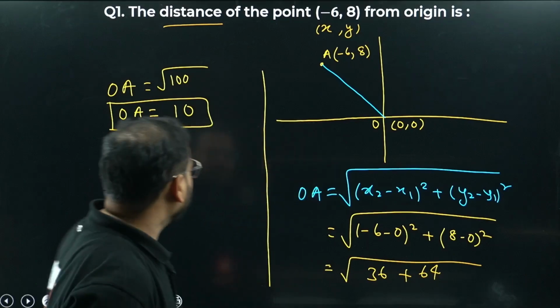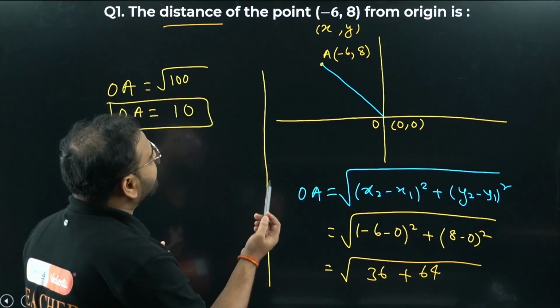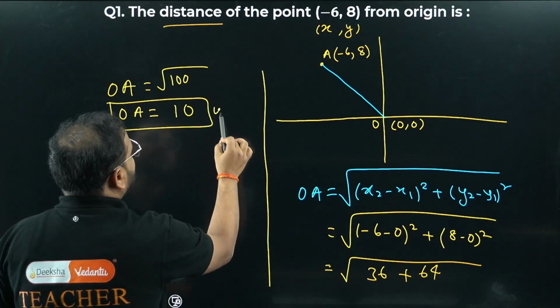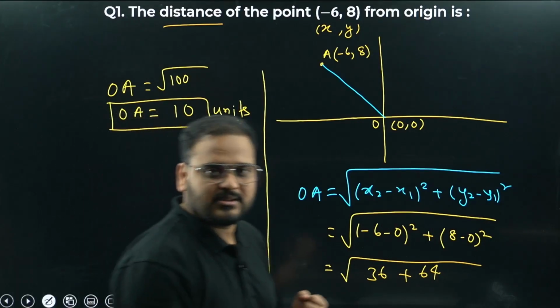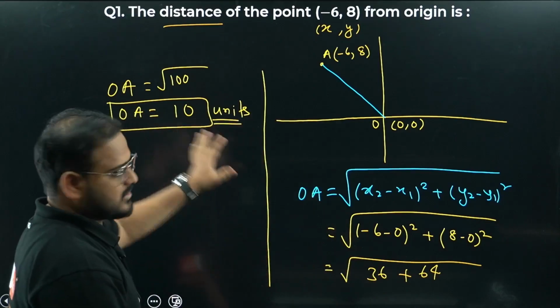Chaliye. So OA equals 10. What is the unit? Not given, sir. So we write the answer to be 10 units. Is it clear?